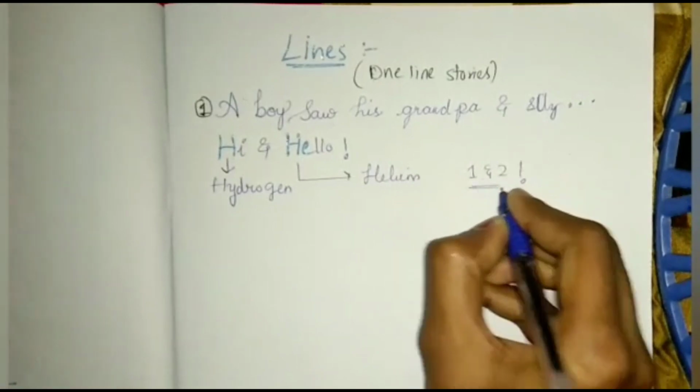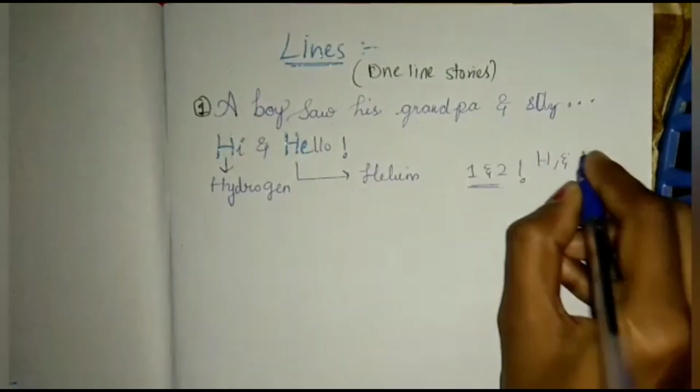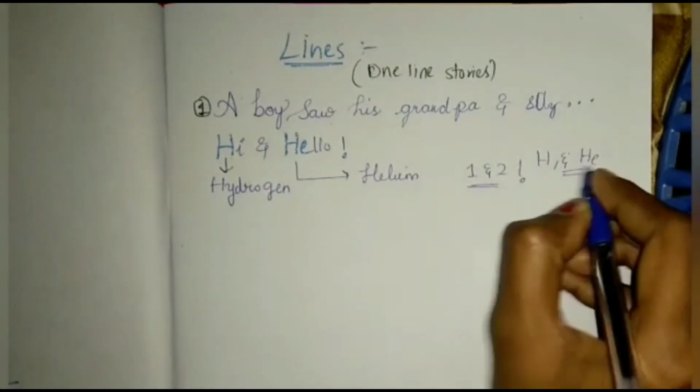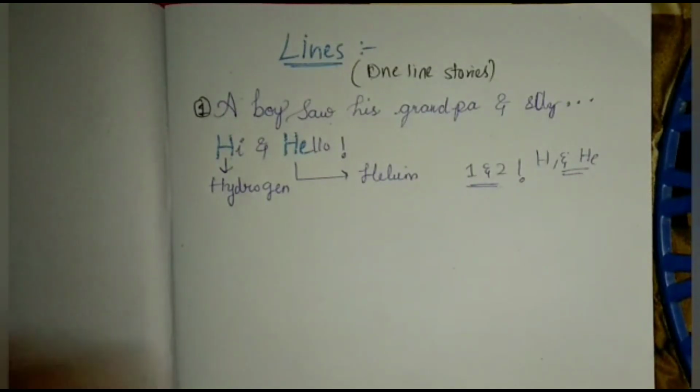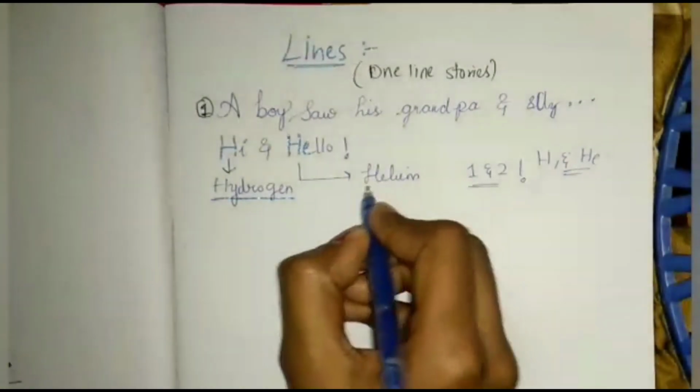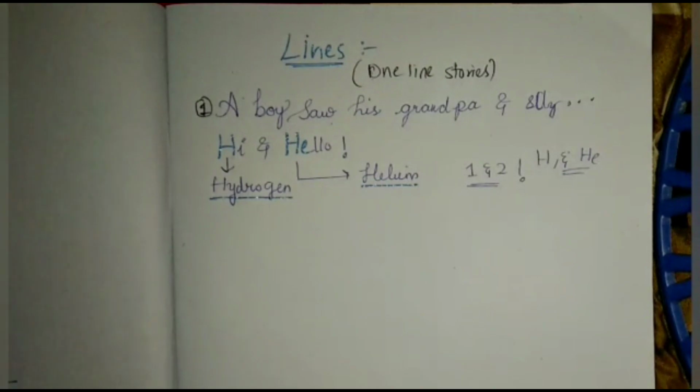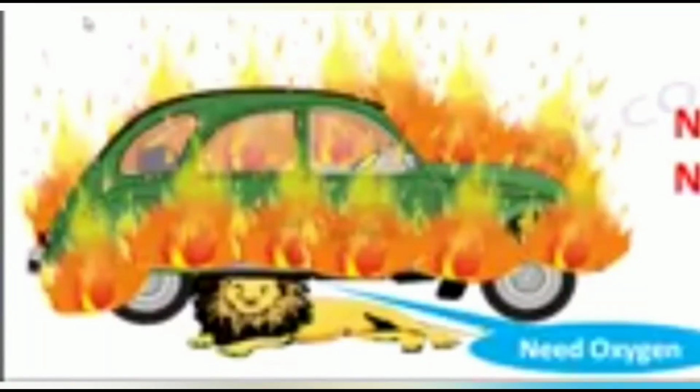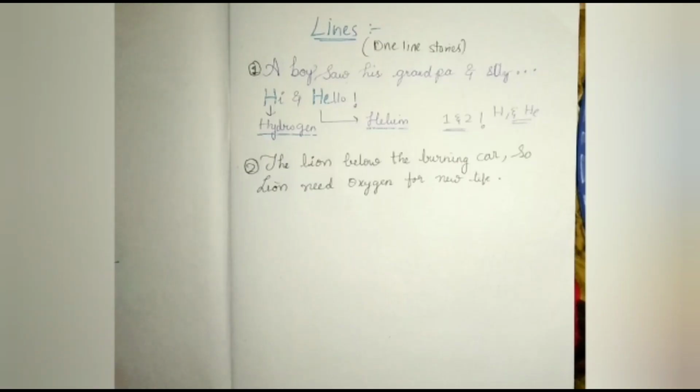So let's go into our next one line story. First of all, you should remember one thing in your mind: the picture which I gave and the memory tip. Here we are seeing in the previous picture the lion below the burning car. So lion needs oxygen for new life. Also not much difficult to remember.